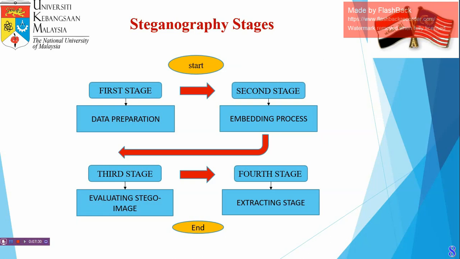Steganography stages. There are four important stages in steganography. The first one is data preparation, the second stage is the embedding process, the third stage is evaluating the stego image, and the last, fourth stage is the extracting stage.